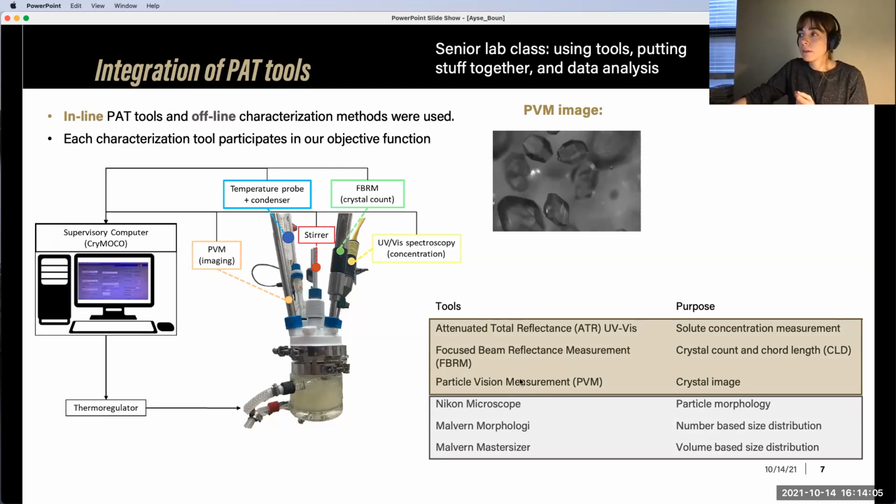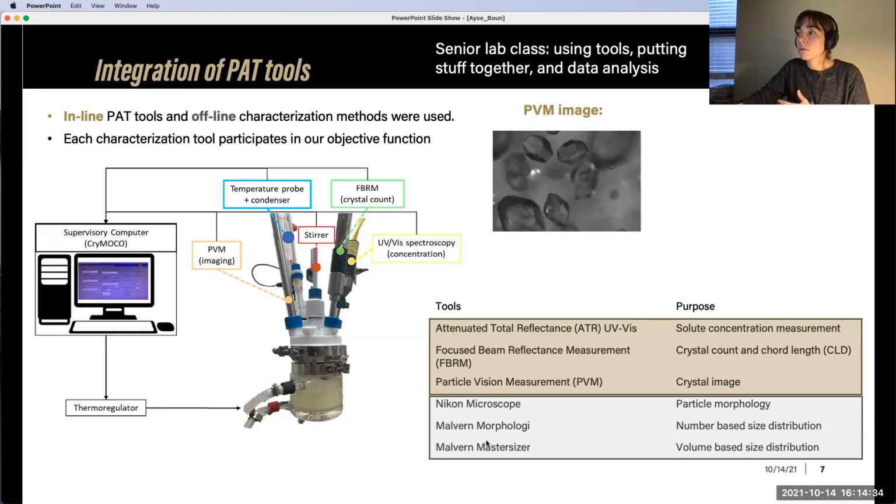And I also use a camera, which we call PBM. Here you see the image from an experiment. And it is very powerful. You can do image analysis to support your crystal size data in real time. And you can also use this tool to actually observe what's happening in your system, like if the crystals are breaking or agglomerating or growing. So it is very useful, especially for model writing.